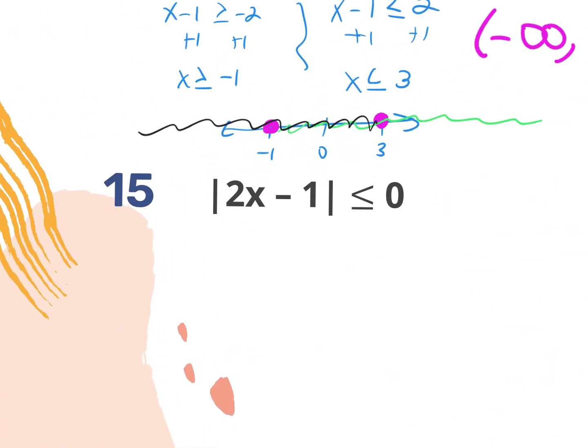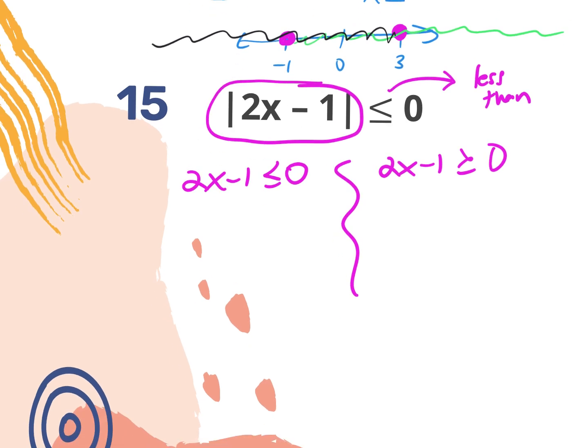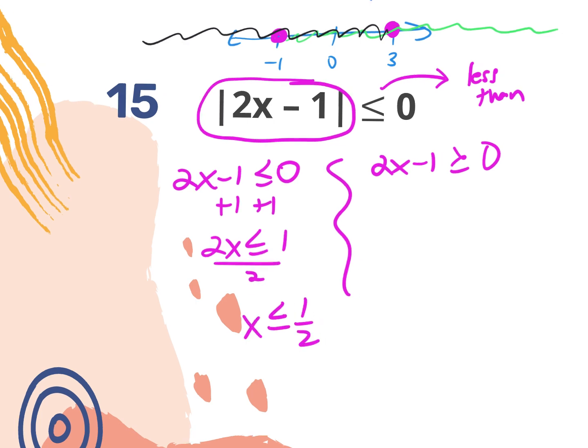All right, this is the same type of problem. If our absolute value is isolated, which it is, this is a less than problem. So we can go ahead and solve. 2x minus 1 is less than or equal to 0. Then we have 2x minus 1 is greater than or equal to negative 0, which again is just 0. So we're going to add 1 to both sides. 2x is less than or equal to 1, divide by 2. X is less than or equal to 1/2.